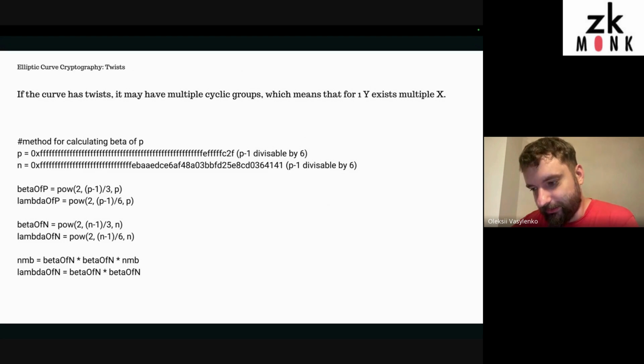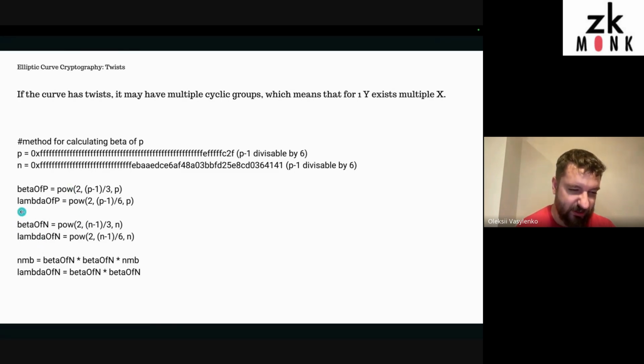Twists. That's slightly beyond the scope, but I think it's very fun to play with, especially when you know it. If a curve has twists, it may have multiple cyclic groups. Everything I'm speaking about is the Bitcoin curve because it's the best known and you can find a lot of information about it, but it's also applicable to any other curve. We have P and N different, and the thing is, if we do minus 1, actually this should be N minus 1, they are both divisible by 6 without remainder. It means that every point has 5 more cyclic points.